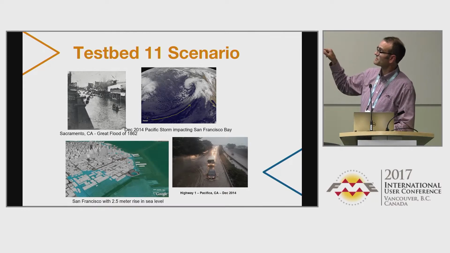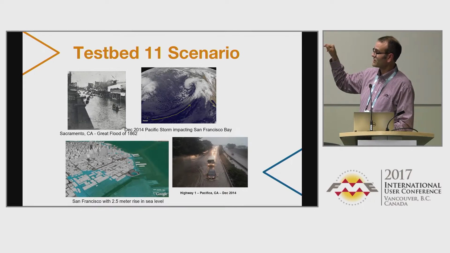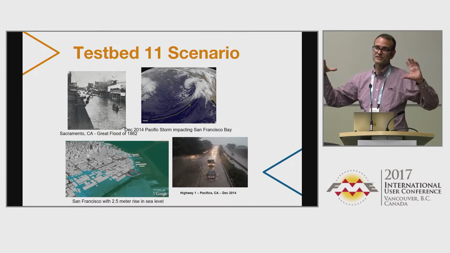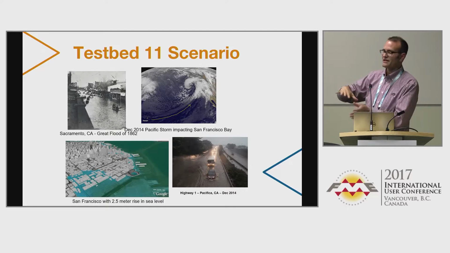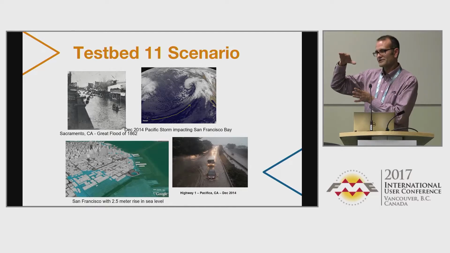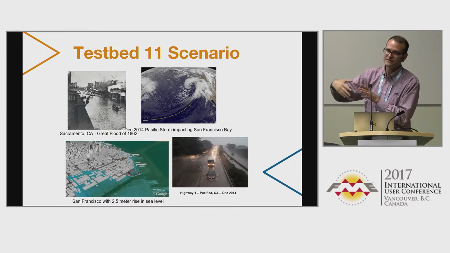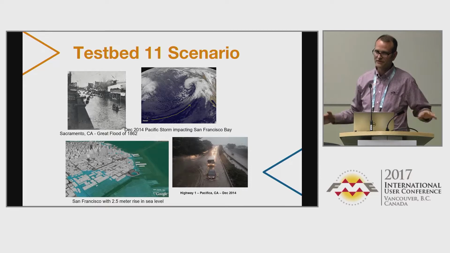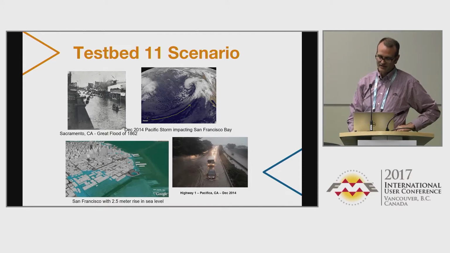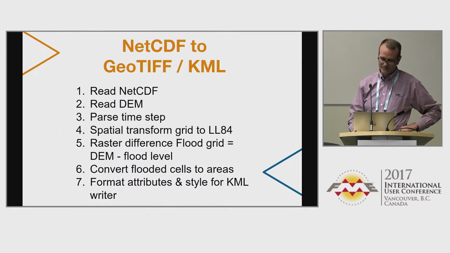This particular scenario for Testbed 11 that I worked on, they kind of came up with this worst case scenario for San Francisco Bay. So what would happen if you've got sea level rise in terms of climate change over time, and then on top of that you have high tide and then a storm. So you've got a cumulative effect, and so modeling that effect and then the impacts of it.